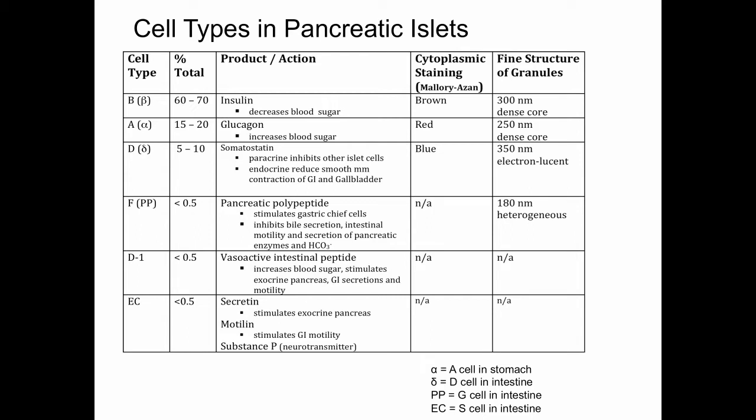F cells are pancreatic polypeptide cells, PP cells, which secrete pancreatic polypeptide. There are cells that secrete vasoactive intestinal peptide, and there are cells that secrete secretin. For our course, I'm not so concerned that you know what the cytoplasmic staining characteristics of the different islet cells are, nor do you need to know much about the fine structure of the granules.